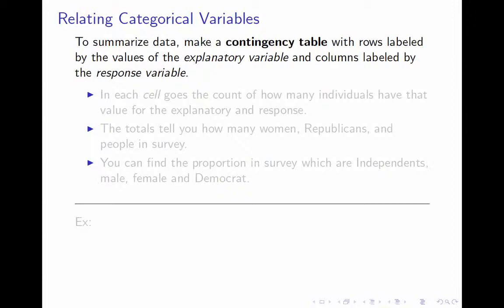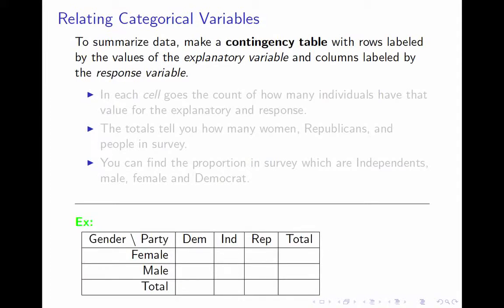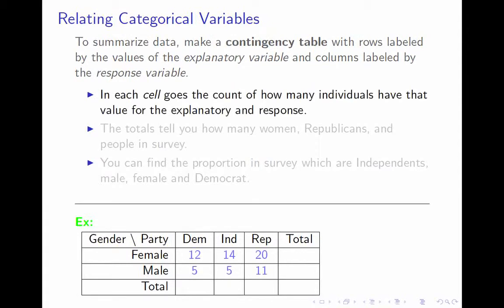And you should check, because it's not a universal convention, to make sure it's being followed when you're looking at someone else's contingency table. So in this case, the explanatory variable is gender. So female and male are labeled as rows, and then the columns are labeled by the values of the response variable political party: Democrat, Independent, Republican. And then in each cell, we put how many individuals had that combination of values of the two variables. So in my sample, 12 women said they were Democrats, 5 men said they were independents, and so on.